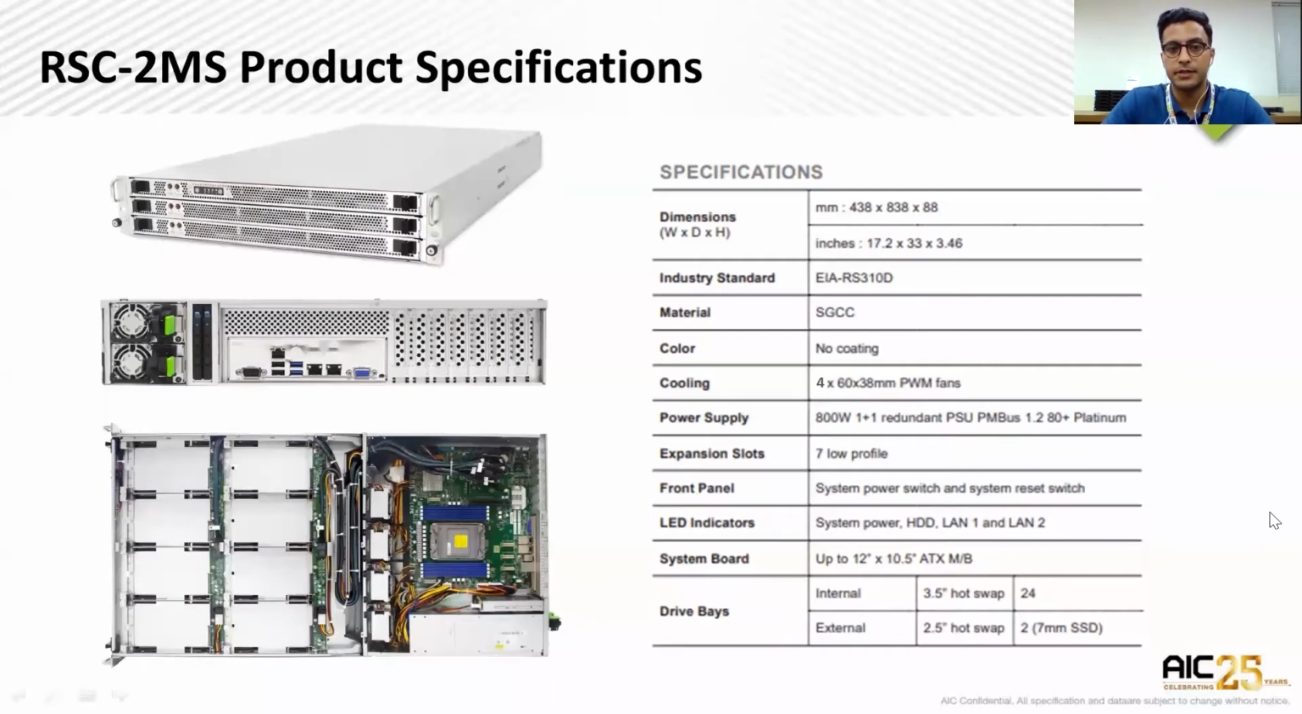RSC2MS is a 2U storage server chassis supporting ATX motherboard. Its depth is only 838 mm, and it can fit into 900 mm depth cabinet. With 3 trays loaded up to 24 3.5-inch hard disk drives, RSC2MS has great storage capacity. And on the rear side, this chassis has 7 low-profile expansion slots that provide flexibility to fulfill different application needs.